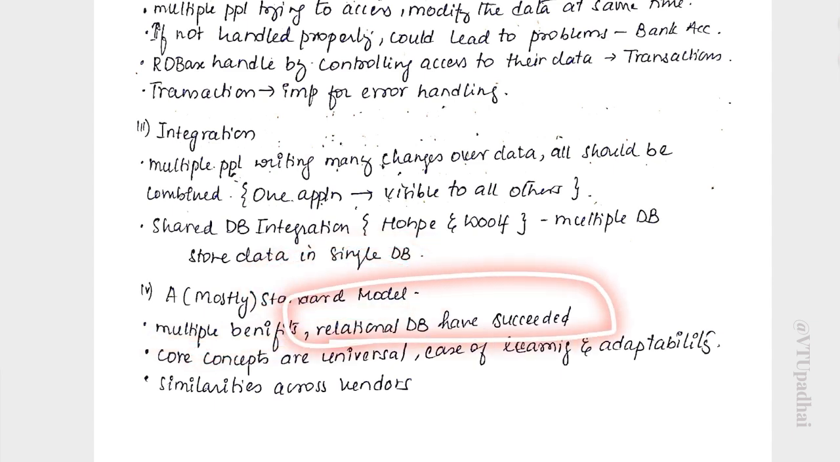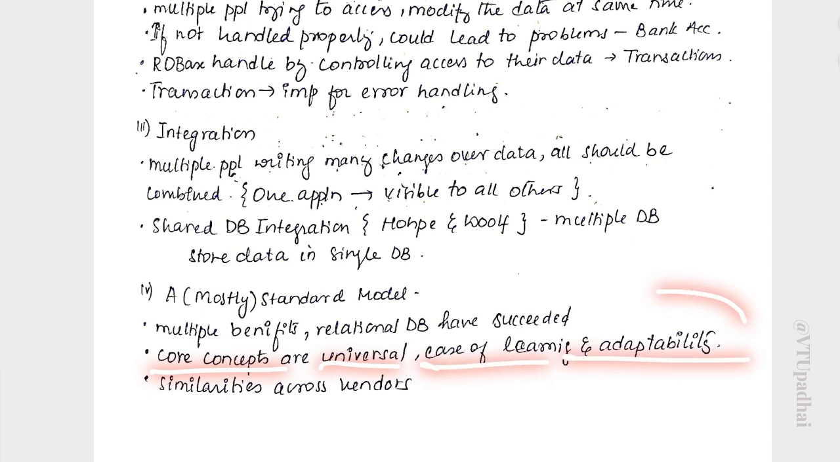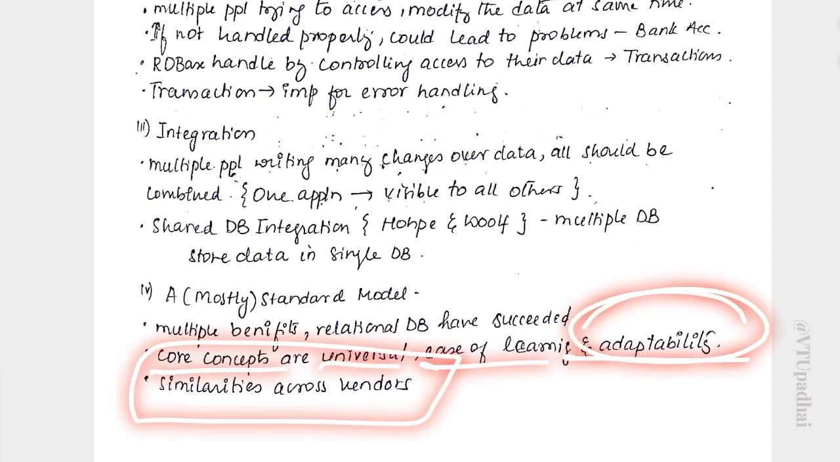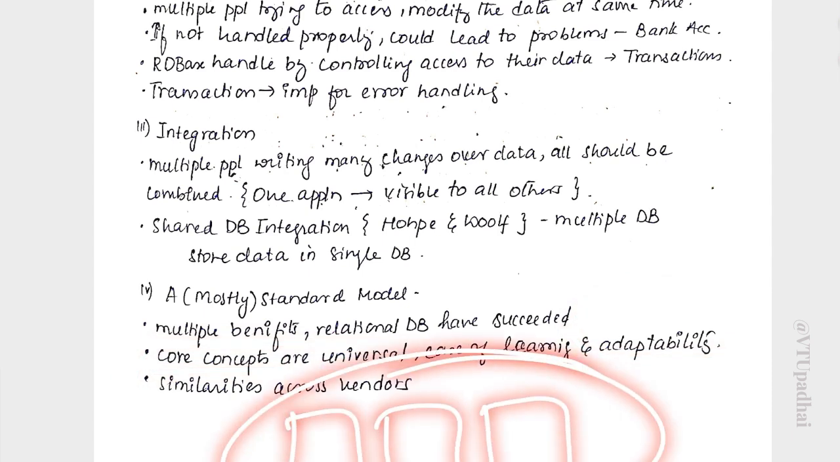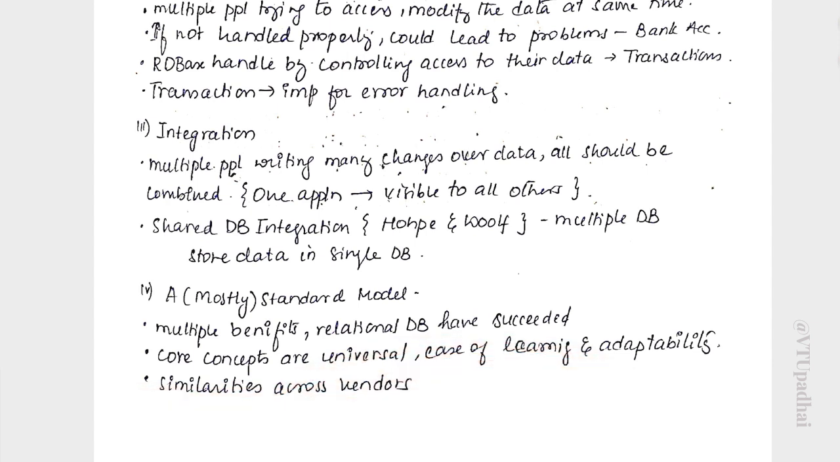So the relational databases succeeded over the market. Be it the developers or the database administrators, they can learn easily because the core concepts are universal. Ease of learning and adaptability is also very easy. And not just that, along with the other applications also, it is very simple to integrate, as well as similarities across the vendors, though different SQL dialects could be there. So all these fundamental mechanisms remain consistent. Thereby, this standardization makes our relational database widely accessible and usable across various environments.